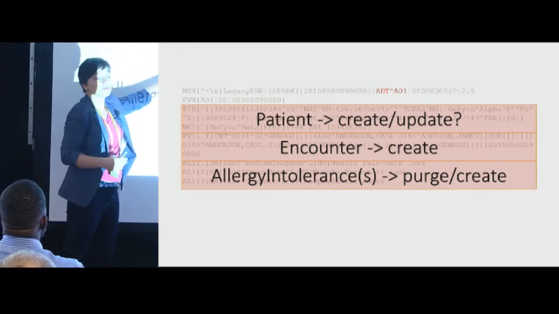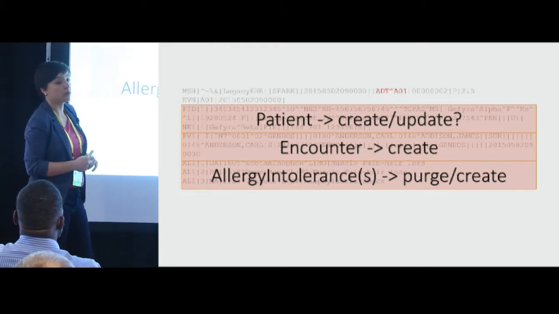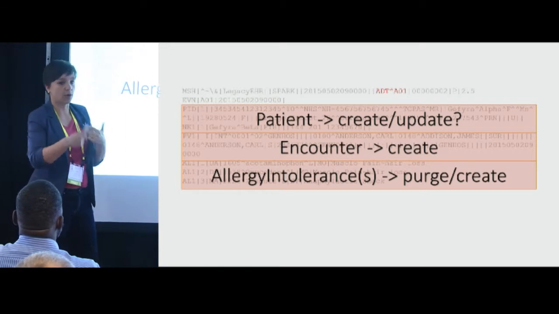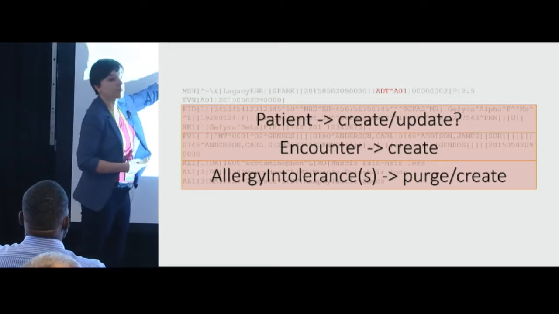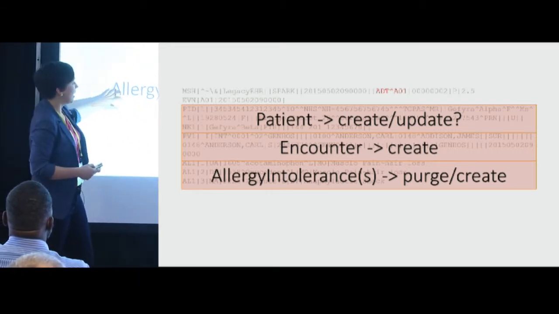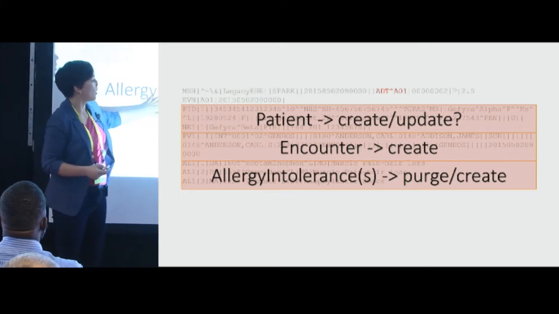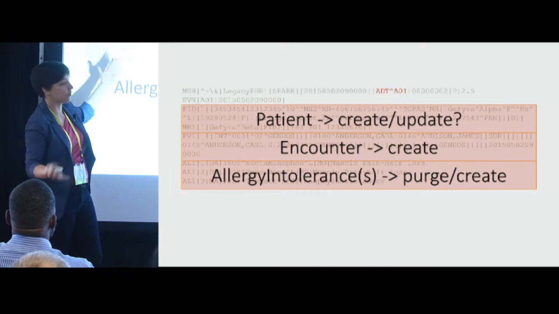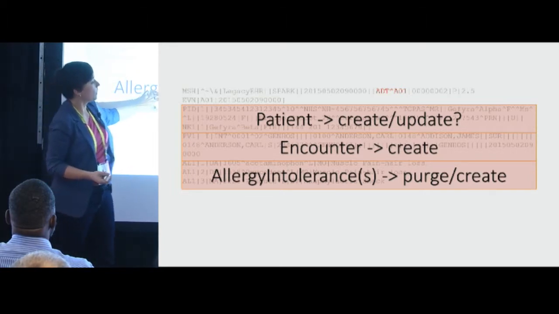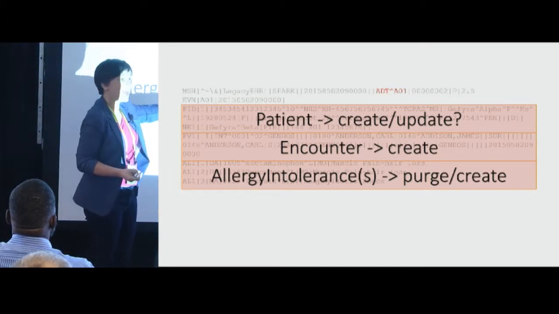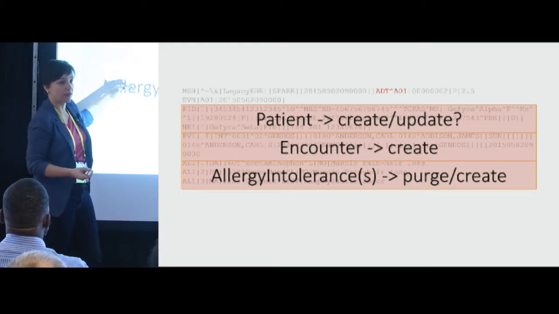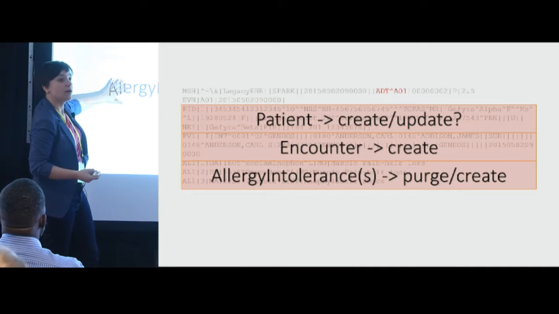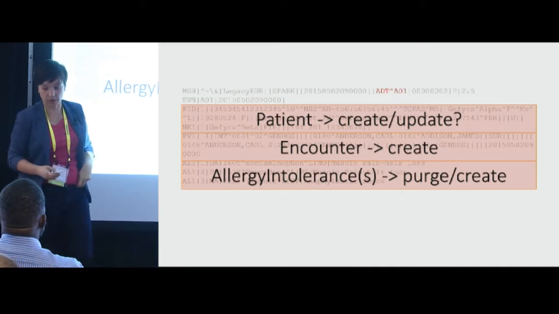For the encounter, it's most likely going to be a create, because that's what this event means. But we also have to consider that upon resending the message, we don't want to have a duplicate encounter. For allergy intolerances, it's a little bit more complicated because the semantics of this V2 message is a bit weird, but that's the way it is: it would be to tell the receiving system to forget all the allergy intolerances that have been recorded for this patient and replace them with the currently contained allergy intolerances in the system.